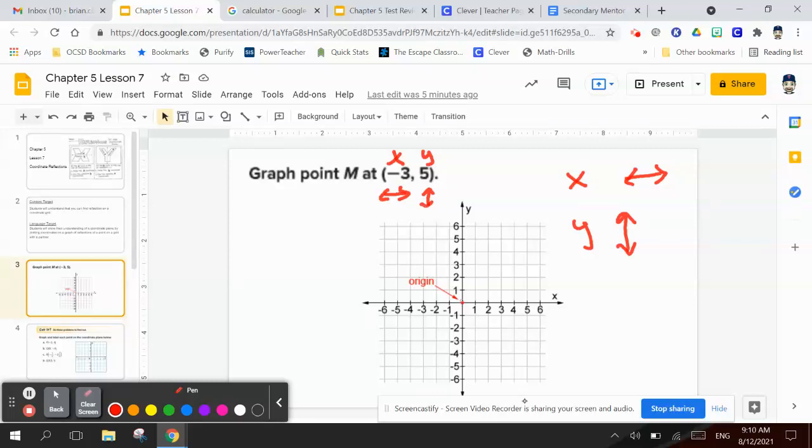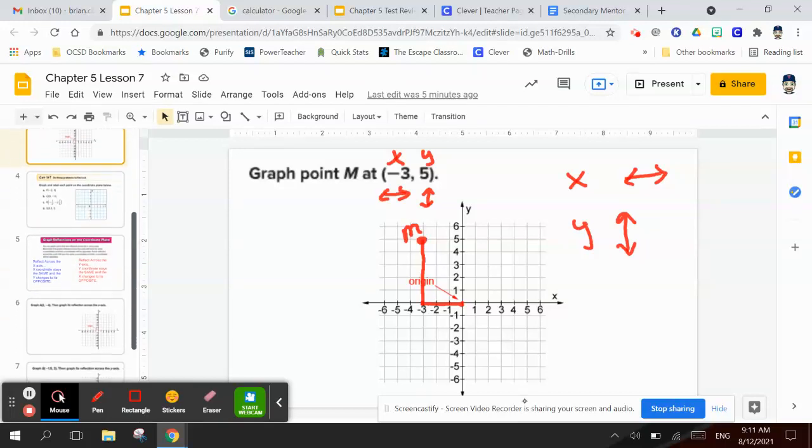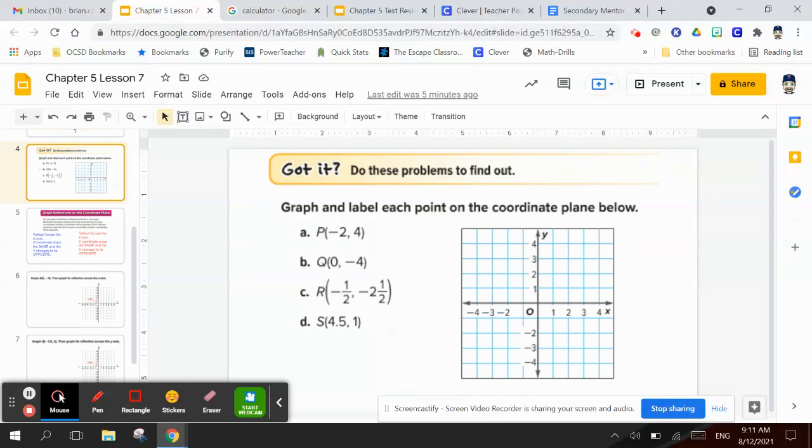So I start at 0, and I go over to the left to -3. Then I want to go up to 5. 5 is positive, so I go all the way up to 5, put a dot, and put the letter M. That's how you find a point. You don't have to put the lines on there. You can just draw it with your finger. That's okay too.